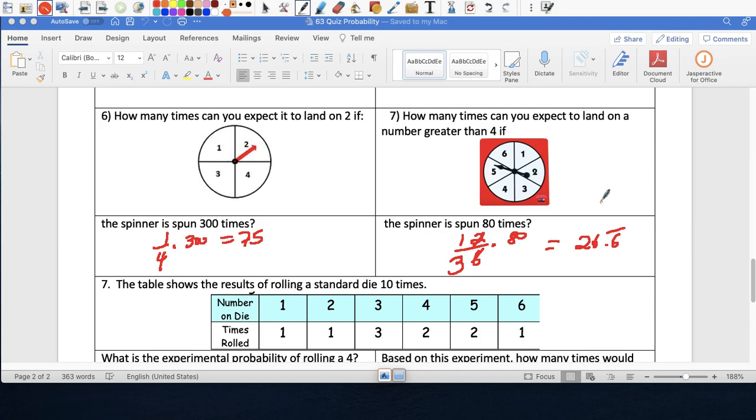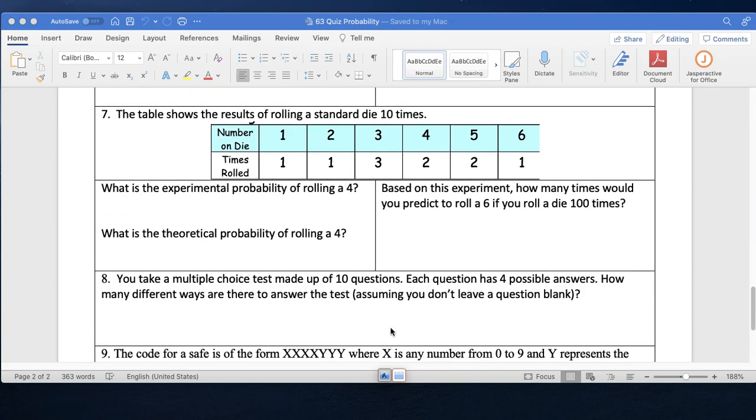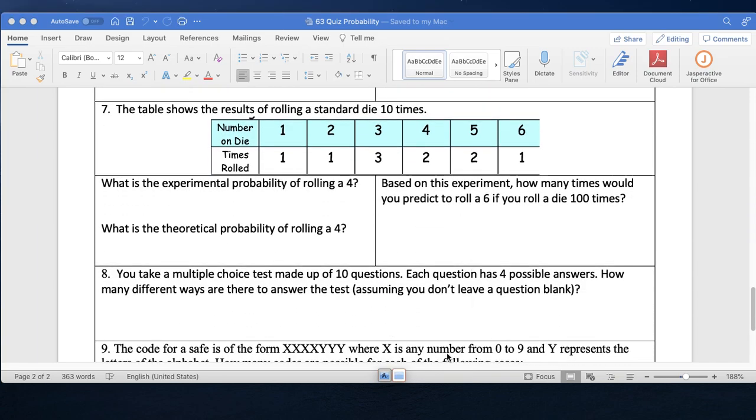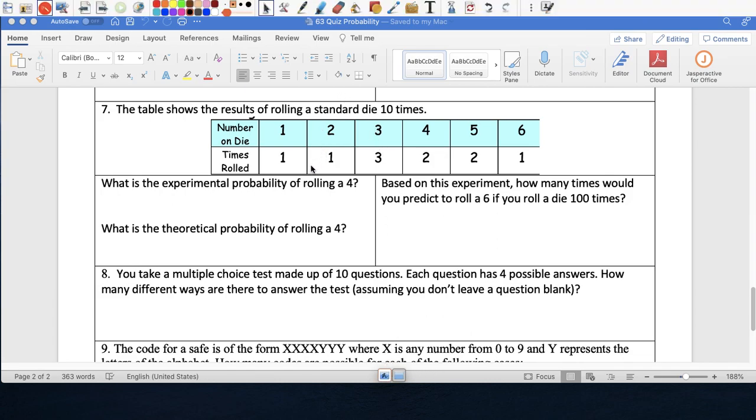You can't spin 26.6 of a time, so this would round up to 27. Okay. 7. Somebody rolled a die 10 times. The 1 came out 1 time, the 2 came out 1 time, the 3 came out 3 times, the 4 came out 2, the 5 came out 2, and the 6 came out 2. What's the experimental probability of rolling 4? In the experiment, in which we rolled a die 10 times, the number 4 came out 2 times, so it's 1/5.